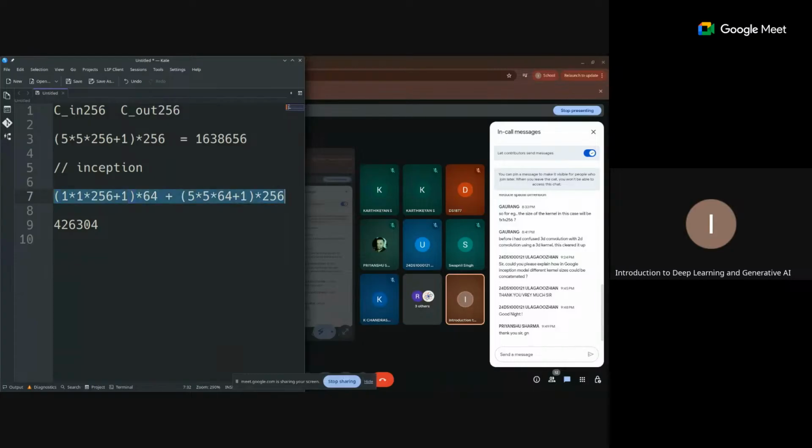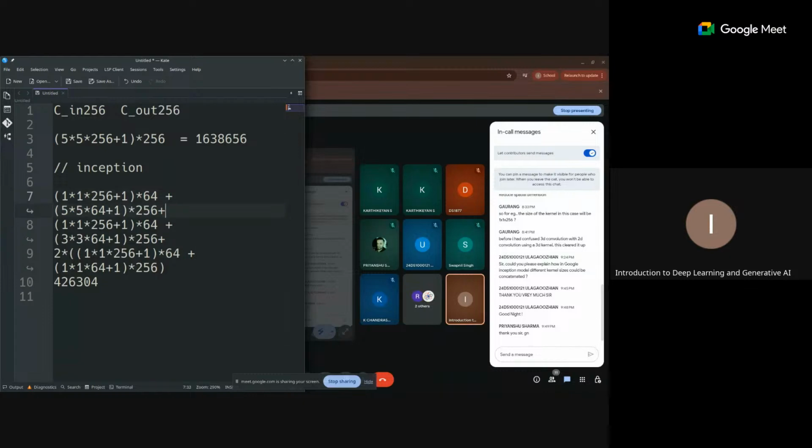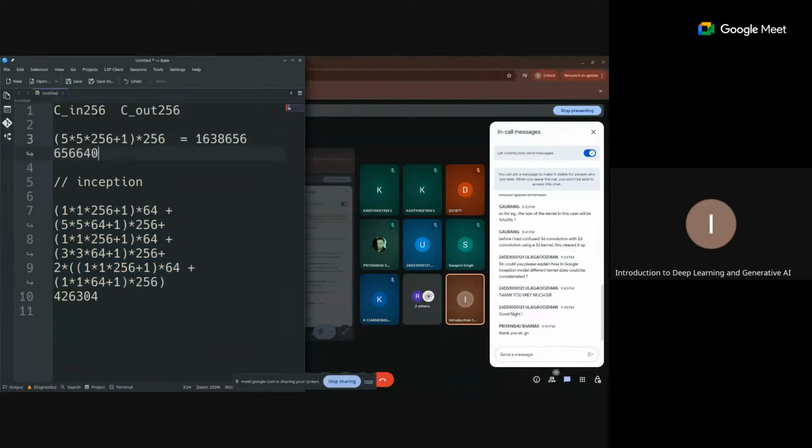The other layers would be something similar. So the 3 cross 3 will be like this, and then you have two 1 cross 1s, right? You are getting the advantage of different layers using a single block. You can have 2 into this one plus this one plus this one. So what is this whole thing? It's actually less than this, right?